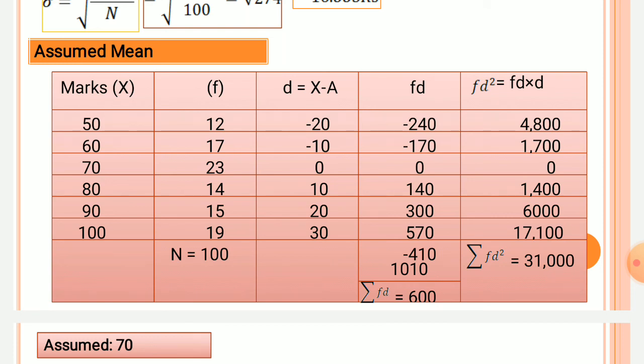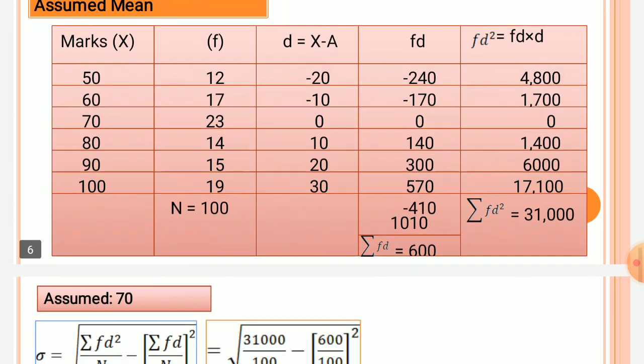And then f into d, fd: 12 into minus 20 is minus 240, 17 into minus 10 is minus 170, 23 into 0 is 0. And then in the last column fd square, fd into d: minus 20 into minus 240 is 4800, minus 10 into minus 170 is 1700, 0 into 0 is 0, 10 into 140 is 1400. Now find the sigma fd square 31,000, sigma fd 600.